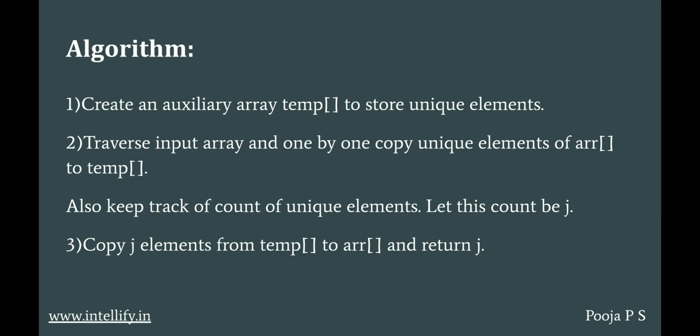The first step is we are creating an auxiliary array, that is the temporary array temp, to store the unique elements. And the second step is we are traversing the input array and one by one copying the unique elements of the input array to the temp array. And also we are keeping track of the count of unique elements, and this count we are calling j. And finally we are copying the j elements from the temp array to the input array and we are returning the j. Then we will get the array where the duplicate elements are deleted.